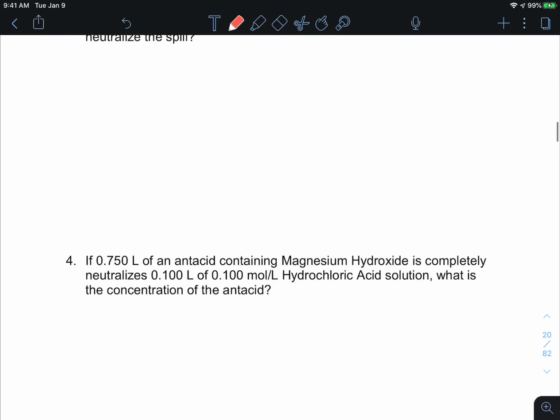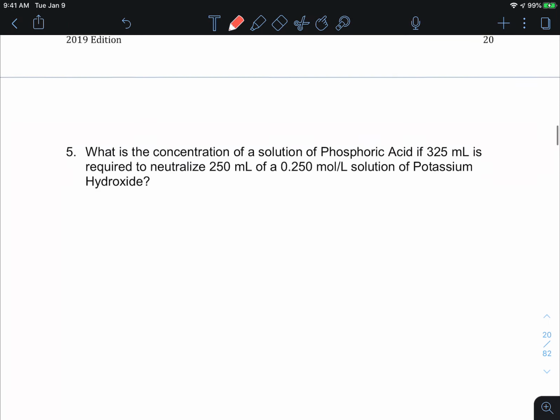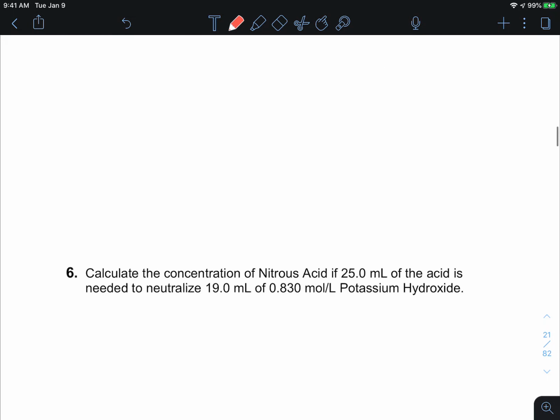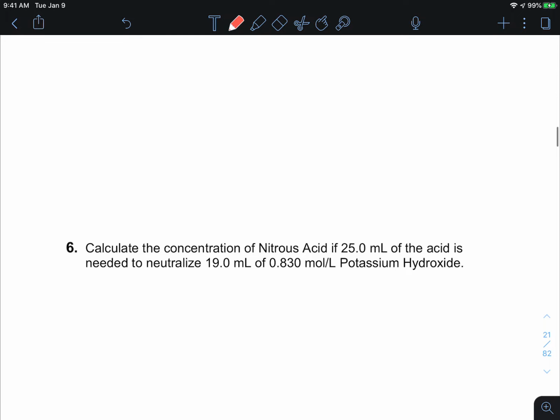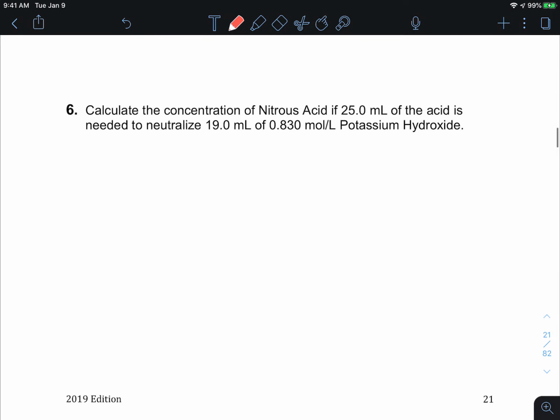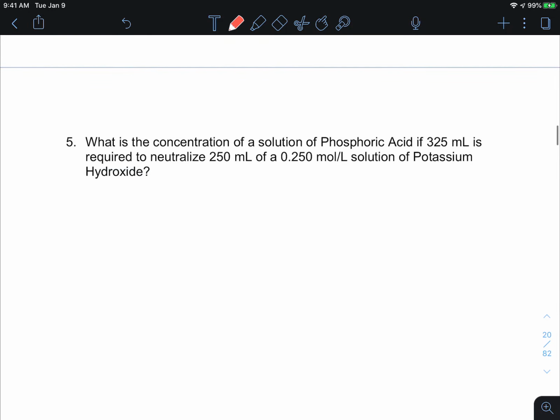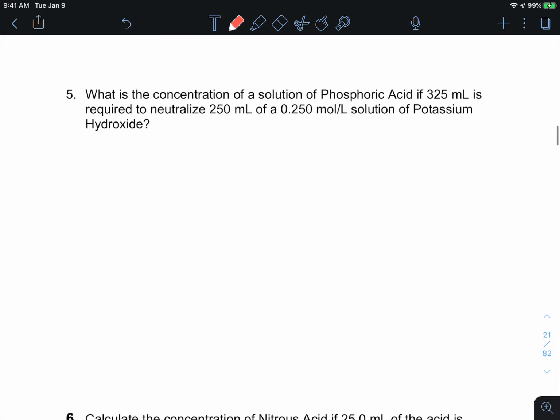Okay, I'm going to try to look ahead and see if there's one that's a little bit more exciting. Let's see. All right, that's nitrous acid. Okay, so here's some phosphoric acid again. So that'll be a little bit more exciting because that is an H3.